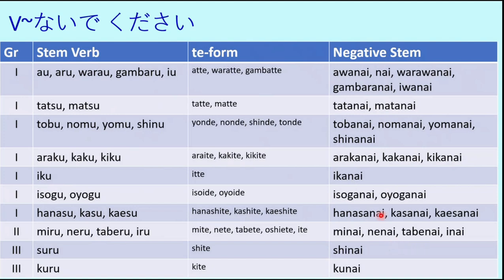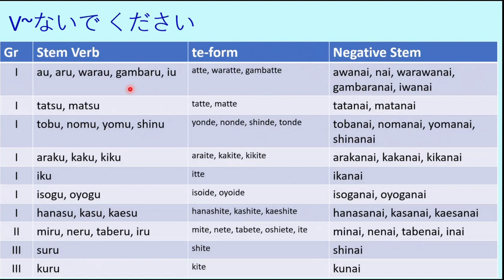So simply you add nai here. Suru becomes shinai and kuru becomes konai. This is not kunai, it's konai, K-O. So in this way, this also we have learned in a previous lesson of this series, how to derive the negative version of the stem verb.